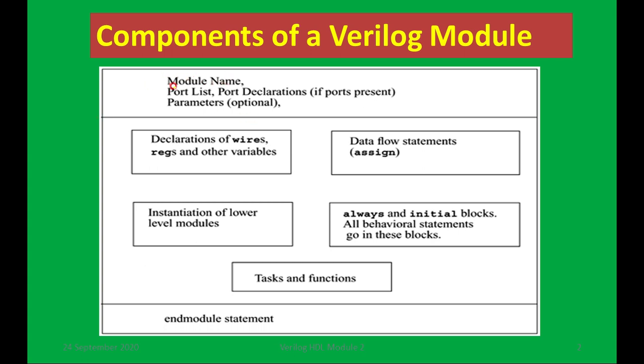So the initial thing is the module keyword is a must, the name is a must, then the port list. In case of a module we are mentioning input, output, in-out ports. Parameters, if we need to define any global constants, those we define here. So module and name is compulsory. In case of a test bench, port list and port declarations are not written in the module statement.